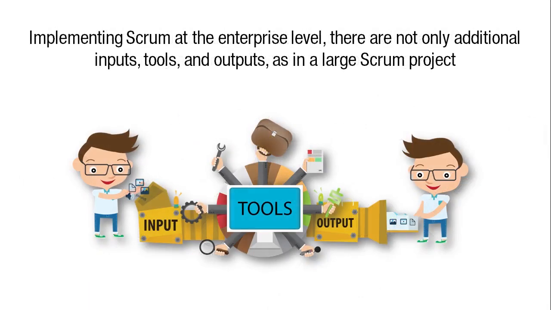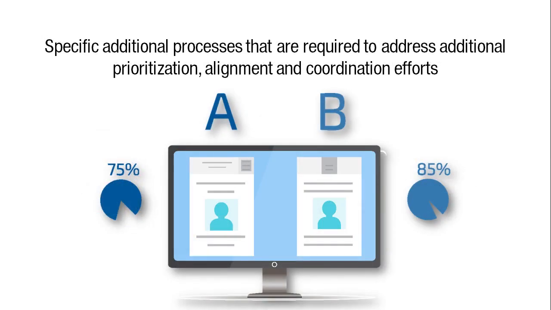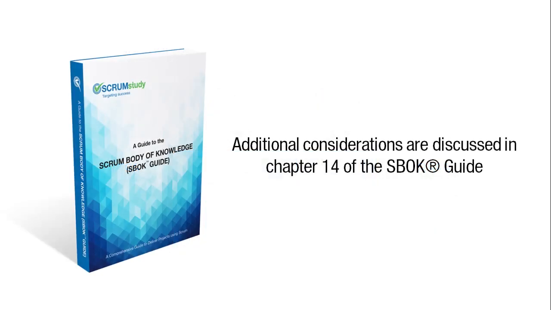When implementing Scrum at the enterprise level, there are not only additional inputs, tools, and outputs as in a large Scrum project, there are also special additional processes that are required to address the additional prioritization, alignment, and coordination efforts. These additional considerations are discussed in Chapter 14 of the SBOC Guide.